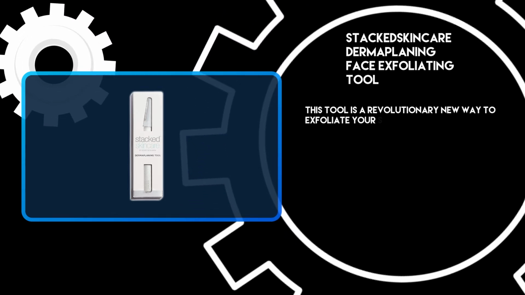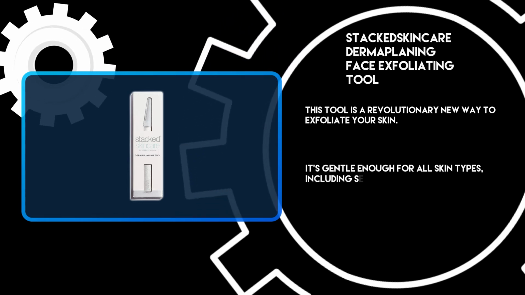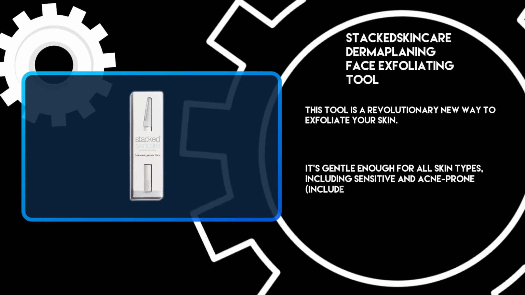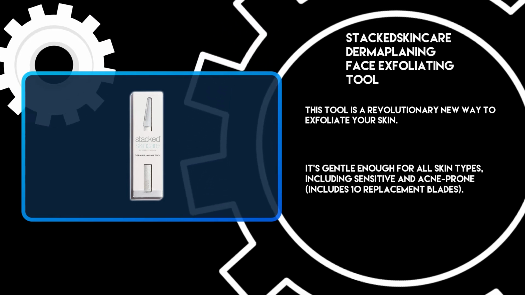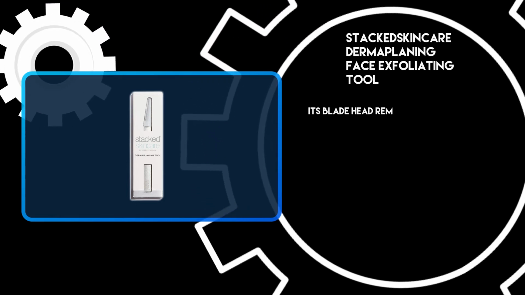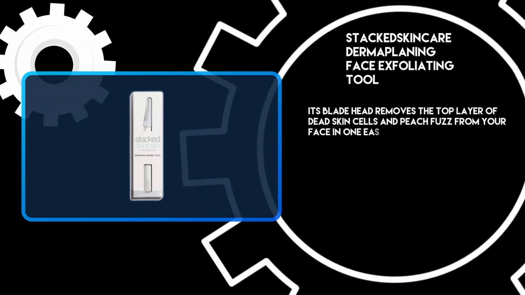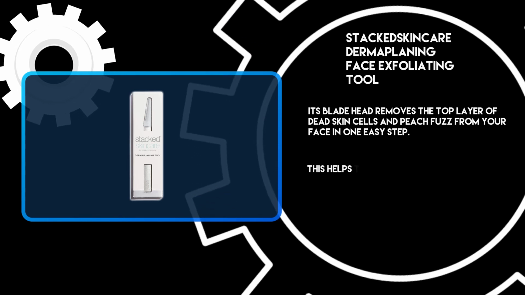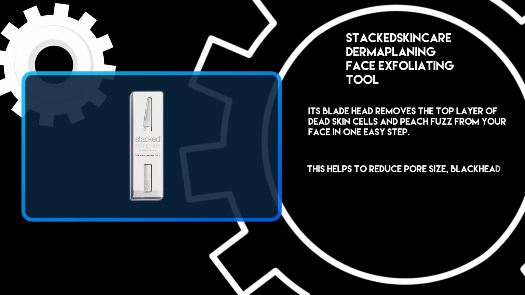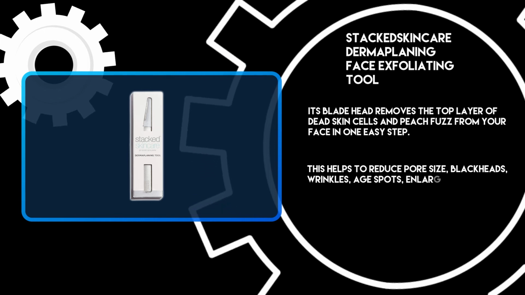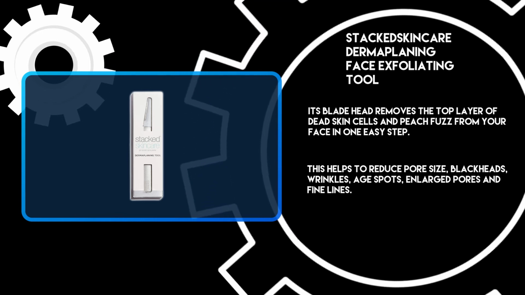This tool is a revolutionary new way to exfoliate your skin. It's gentle enough for all skin types, including sensitive and acne-prone, and includes 10 replacement blades. Its blade head removes the top layer of dead skin cells and peach fuzz from your face in one easy step. This helps to reduce pore size, blackheads, wrinkles, age spots, enlarged pores and fine lines.